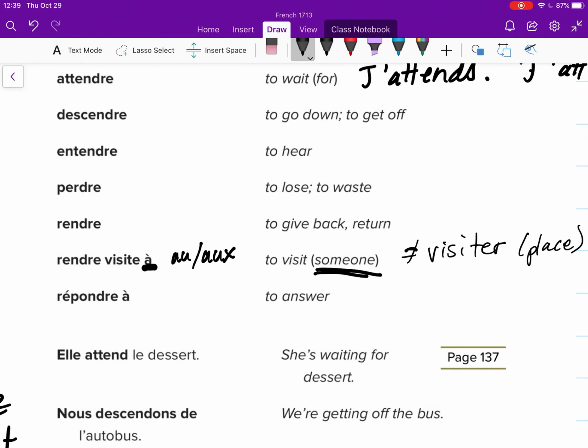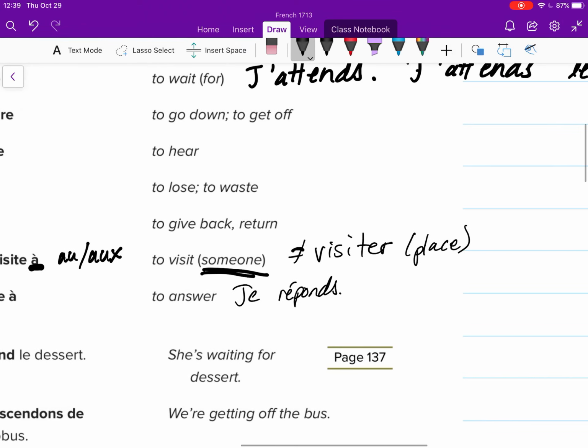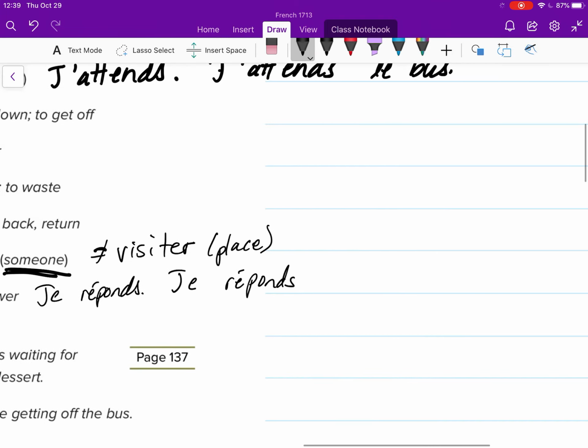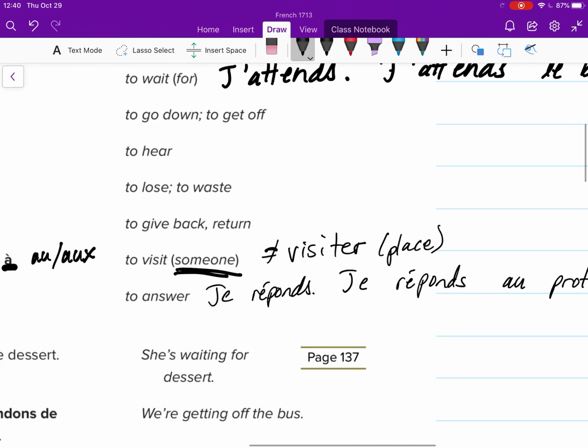Répondre à, to answer. So if you want to just say I'm responding, je réponds, and you end your sentence there. But if you need to say you're responding to a person or to the phone, then that's when you add your form of à. So je réponds au professeur, for example.